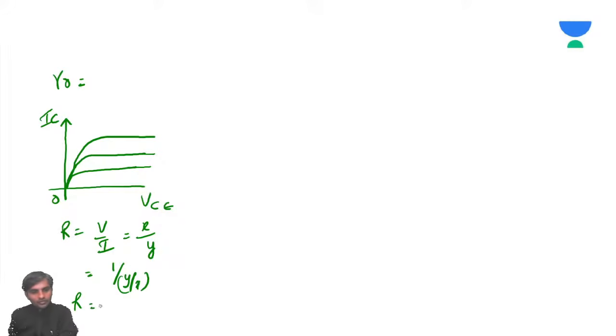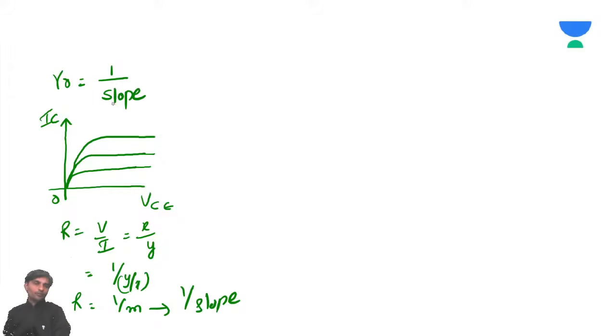So this R is going to be 1 by m. What does m stand for? 1 by slope. Yes or no? So this R0, the output resistance, will be given by 1 by the slope of the output characteristic curve.